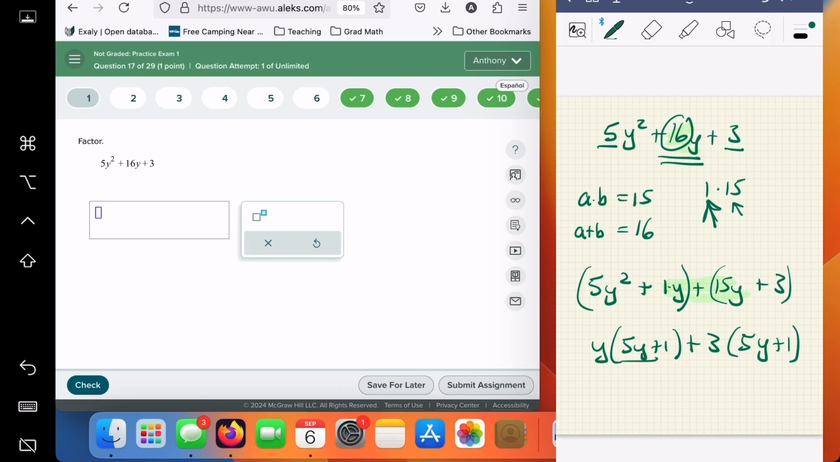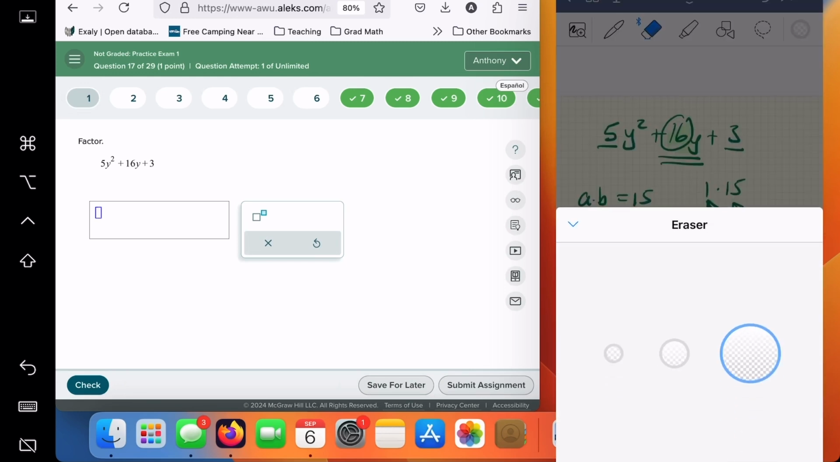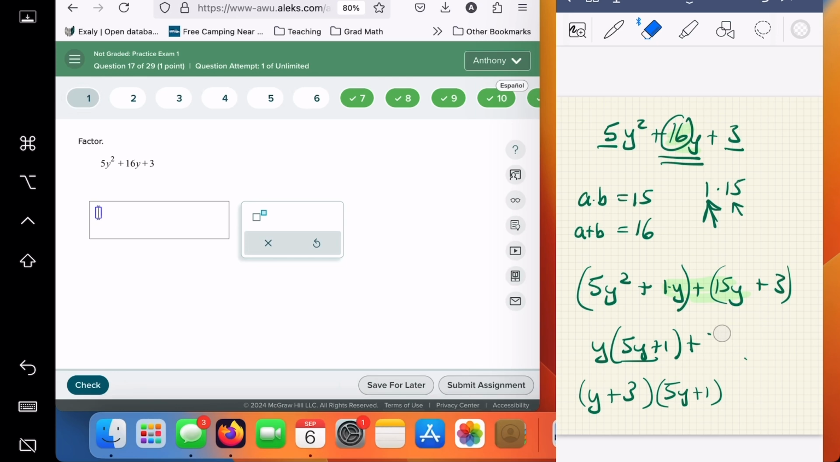And that's good. You should always have the same thing in parentheses left over. So now if I factor out the 5y plus 1, then what's left over is a y from the first term and a 3 from the second term. So that's going to be our answer. All right, now let's see what happens if instead of doing this order, I do the other order.